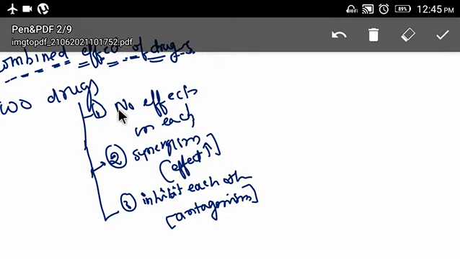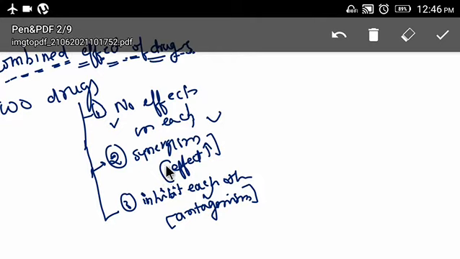One is no effect on each other, or the functions of these two drugs will combine and have an increased effect, so they may add up their effects. Third is they may inhibit each other. Clear? So these three things can happen. Now we'll focus on synergism and antagonism. As I told you, synergism means the two drugs will facilitate the actions of each other, so the effect of each drug will add up.